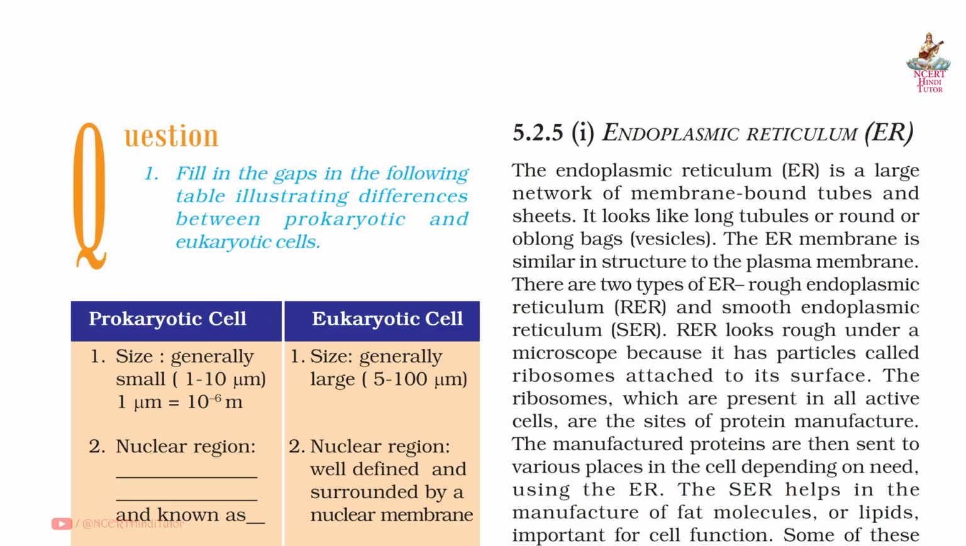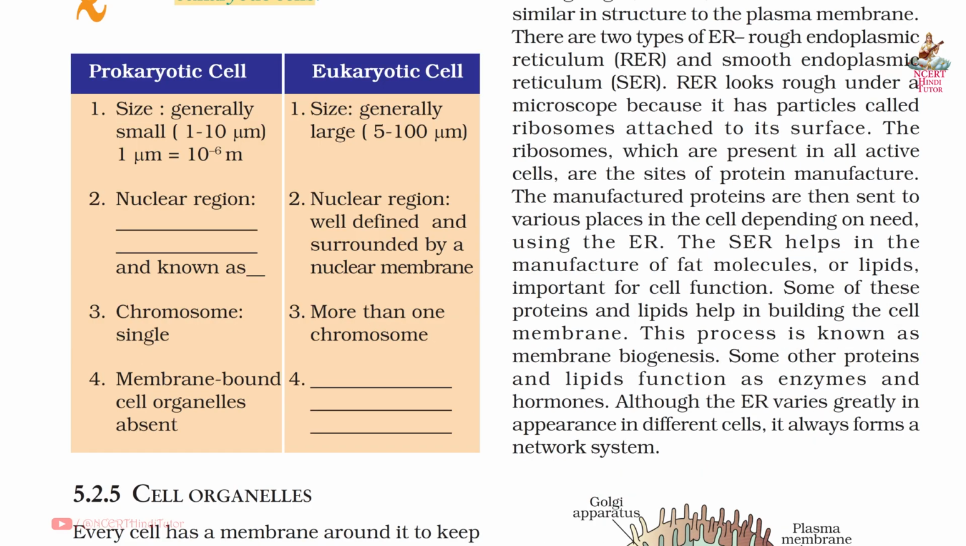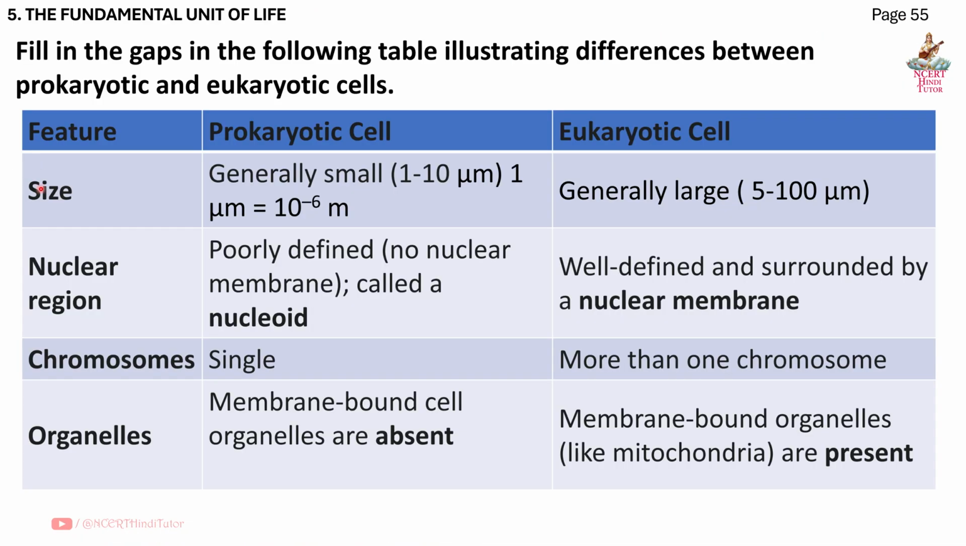Page 55, Question 1. Fill in the gaps in the following table illustrating differences between prokaryotic and eukaryotic cells. So friends, let's see the answer in the form of a table. Features: size: prokaryotic cell generally small, 1 to 10 micrometer. 1 micrometer is equal to 10 to the power minus 6 meters. Eukaryotic cells generally large, 5 to 100 micrometer.